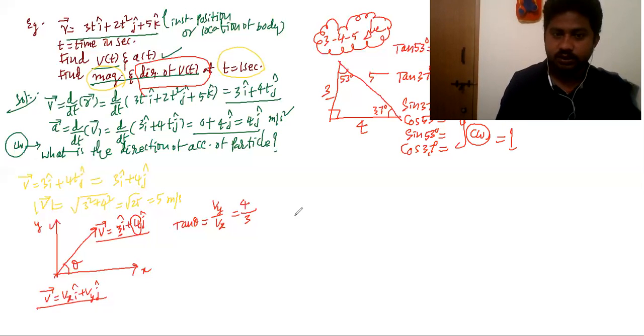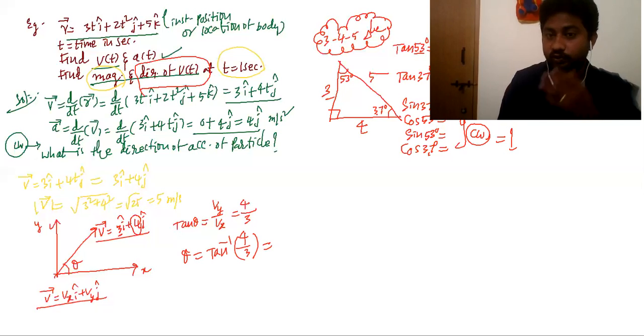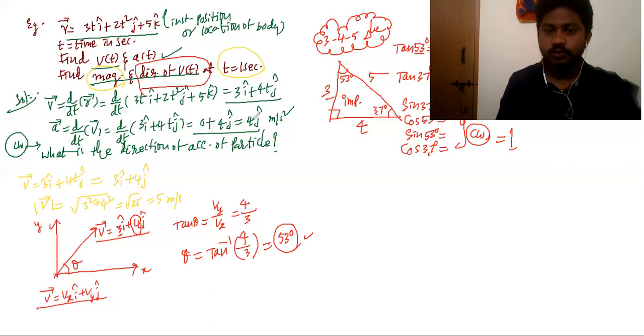Come back to our question. What is theta? They asked. Theta is equal to tan inverse of 4 by 3, my dear students. What is tan inverse of 4 by 3? 53 degrees. Yes or no? So theta is equal to 53 degrees. This is a very, very important triangle which will be useful for us in all your +1 and +2 topics.